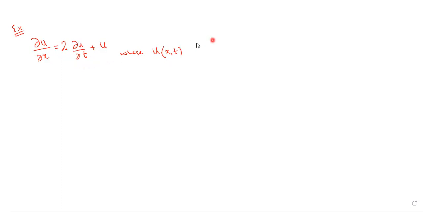So basically, we have u, that is a function of x and t, and we can say this is equation number one from the starting. This equation number one is subjected to the condition u(x, 0) is equal to 6 times exponent of minus 3x. So basically, yeah, this is the given condition to solve this differential equation. Now let's start the solution.